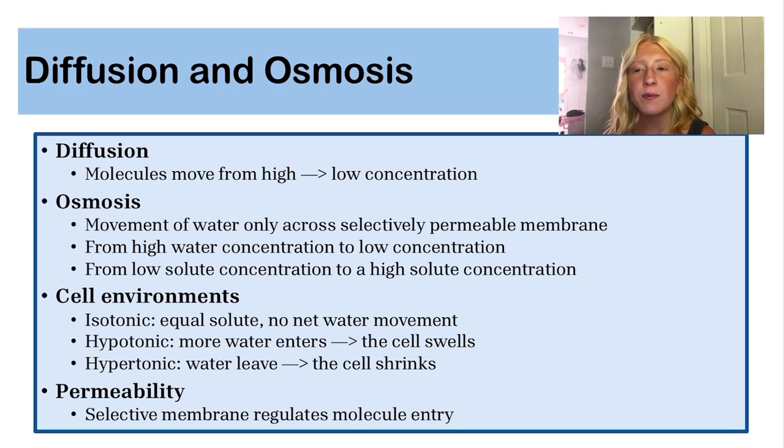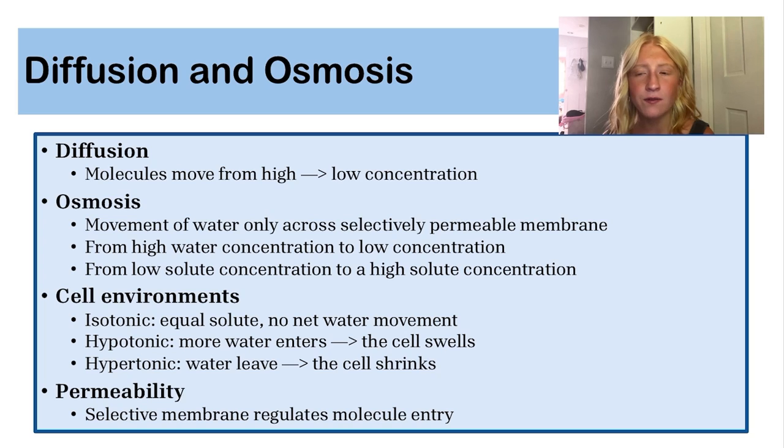So I'm going to talk about the different ways that cells interact with their environment and transport materials. So we have diffusion and osmosis. Diffusion is how molecules will naturally move. They move from areas of high concentration to low concentration until some equilibrium is reached. And then osmosis is how water moves. So it's a specific type of diffusion. Water moves across a selectively permeable membrane.